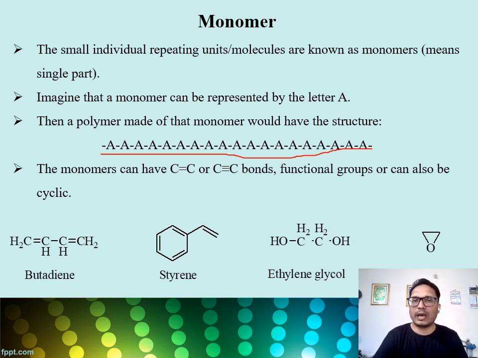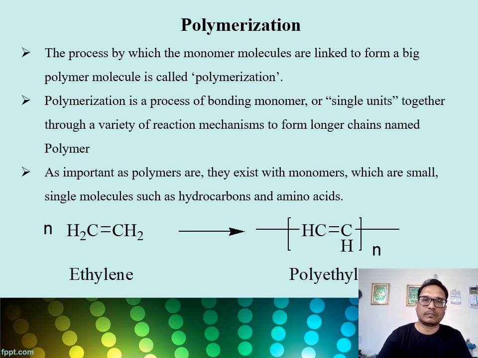The monomers can have C double bond C or C triple bond C bonds, functional groups, or can also be cyclic or acyclic in structure. Different examples of monomers are butadiene, in which a carbon-carbon double bond is present, styrene, a benzene ring along with a carbon-carbon double bond, ethylene glycol or ethylene epoxide, etc. All these monomers will join together to form a long chain of molecules, and this long chain will be called the polymer.